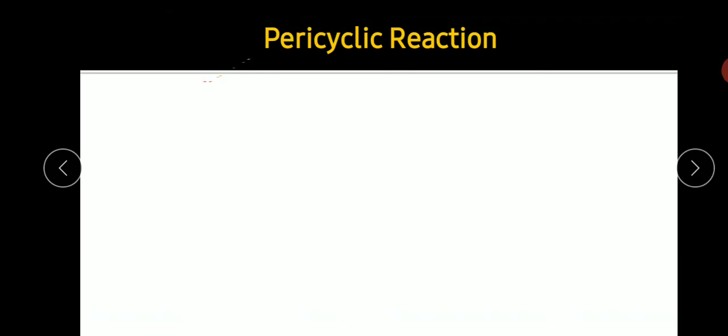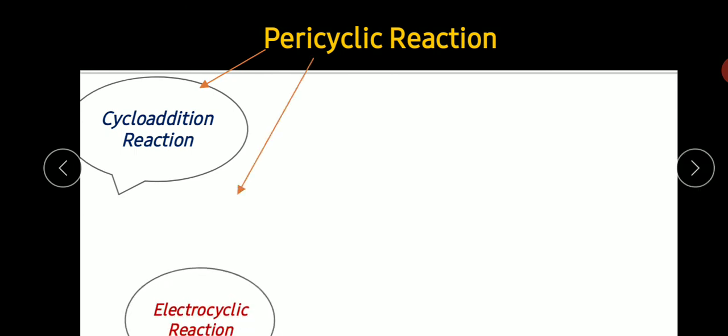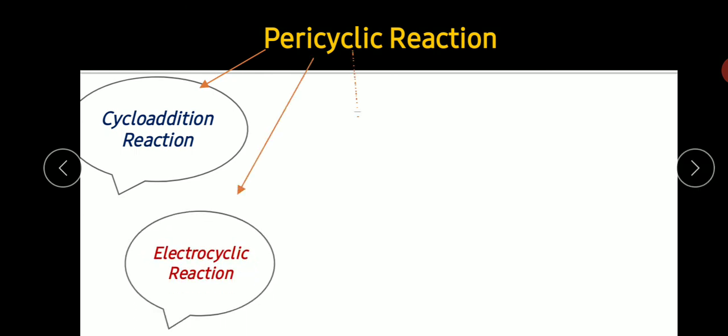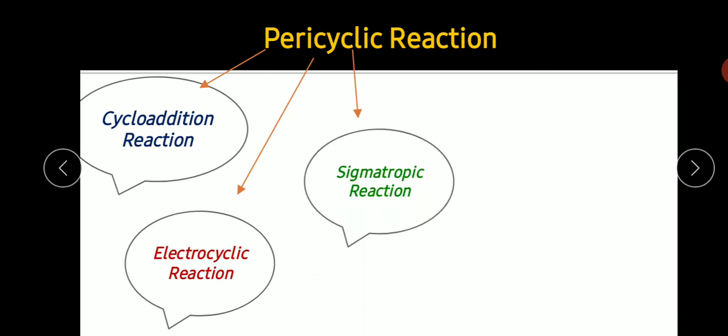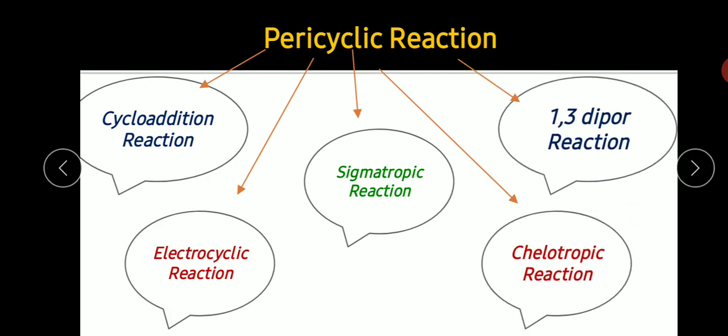Now see the types of pericyclic reaction. There are 5 types of pericyclic reaction. The first is the cycloaddition reaction. Then second is the electrocyclic reaction. Then third is the sigmatropic reaction. Fourth is the cheilotropic reaction. And fifth is the 1,3 dipolar reaction. Now see one by one.